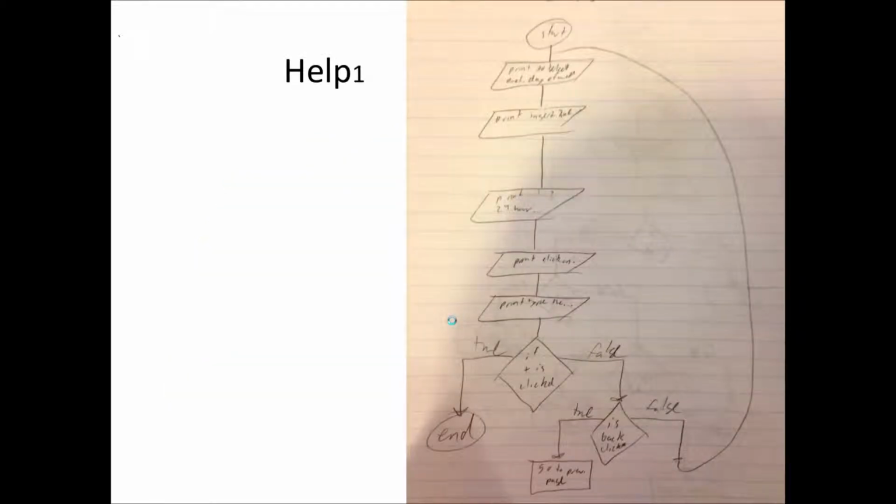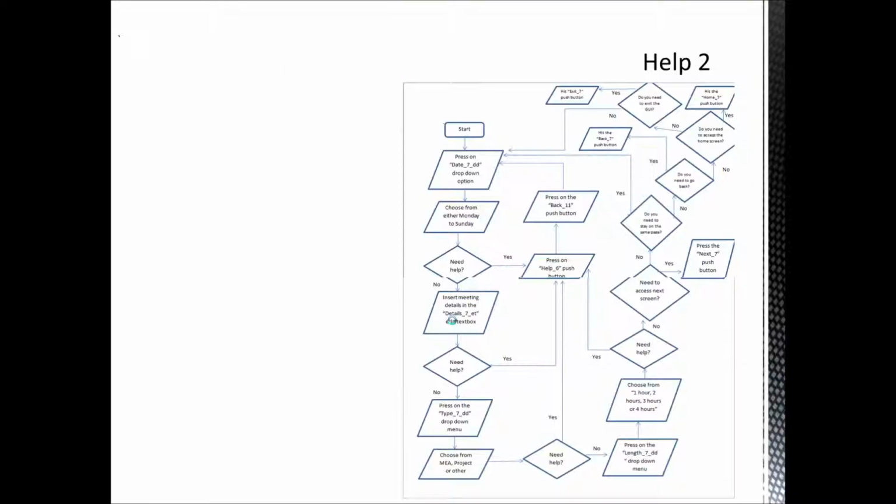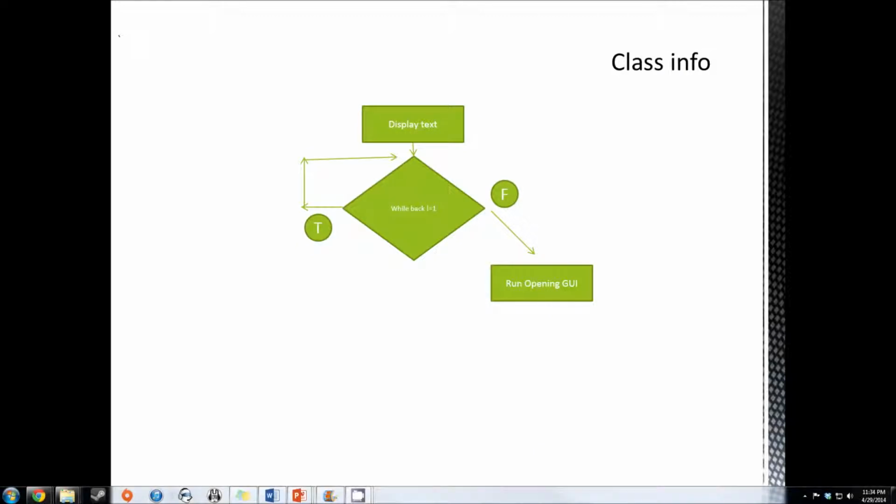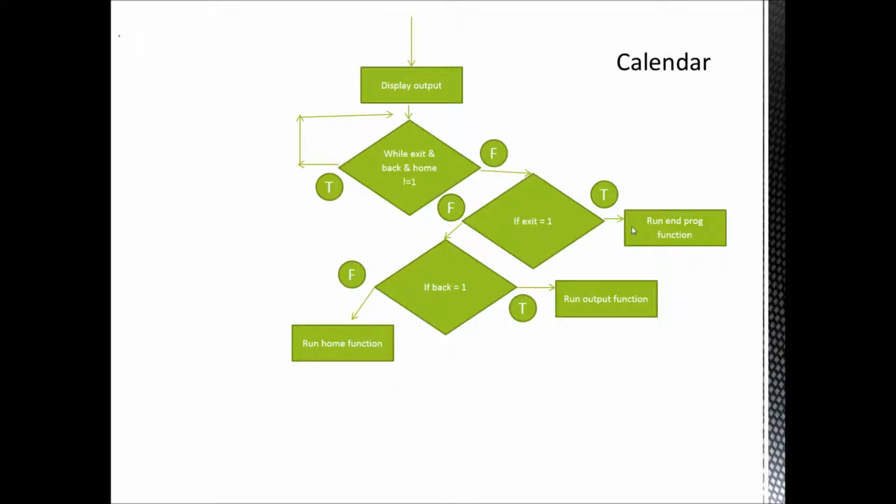Here we have the help GUI, which allows the user to see help files. Here we see the second help GUI, which has a similar purpose as the first help GUI. Here we have the class information screen, which displays text and allows the user to return back to the opening function. Here we have the calendar, which is the final output of the GUI, which displays the output from the previous GUI functions and allows the user to exit or return back to the previous screens.